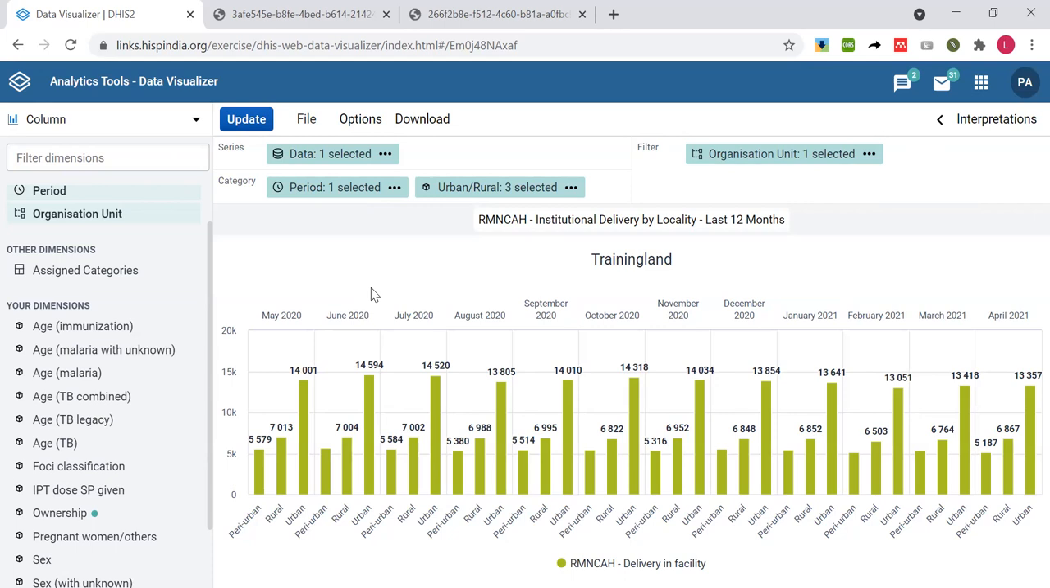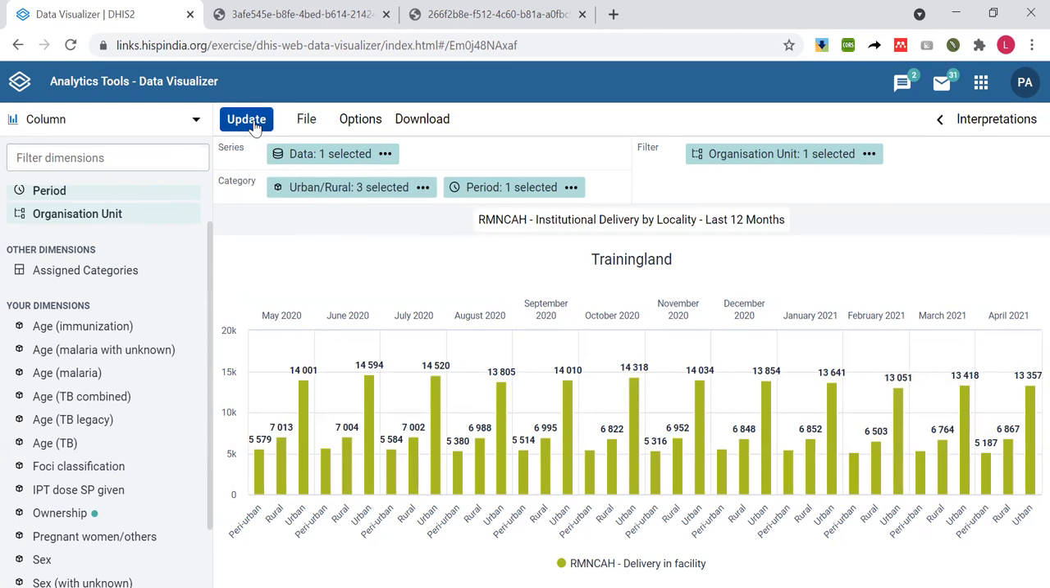Okay. Now how do we know which one goes at the top as the category dimension and which one comes to the bottom? That is selected based on the order that we place them in the category parameter. Here we have the periods at the beginning and then the urban rural. So let's swap it like this and click update and see whether anything changes.